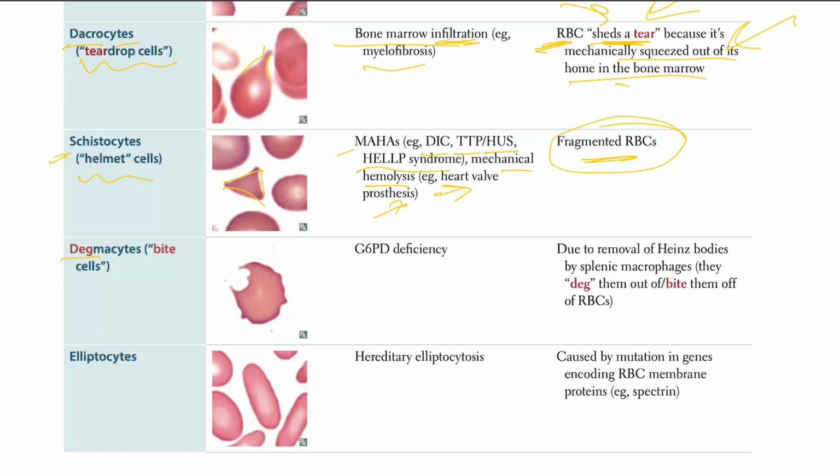Then you have the degmacytes. They're the bite cells. There's a bite taken by the removal of the Heinz body by splenic macrophages. Macrophages take that bite and remove the Heinz bodies. They deg them out, bite them off the RBCs. That's the mnemonic. They're seen in G6PD deficiencies. Elliptocytes are elongated, like ellipticals. Hereditary elliptocytosis is caused by mutation in genes encoding RBC membrane proteins like spectrin.